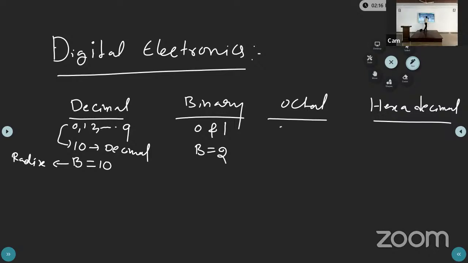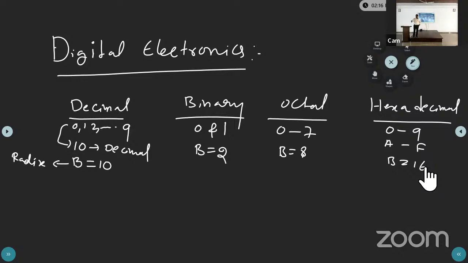Now the octal system has the symbols 0 to 7, that is 0, 1, 2, 3 and so on, and the base is 8. In hexadecimal, we have the symbols 0 to 9 and then A to F. A is 10, B is 11, C is 12, D is 13, E is 14, F is 15. So the total is 16 symbols, so the base is 16. These are the different number systems.